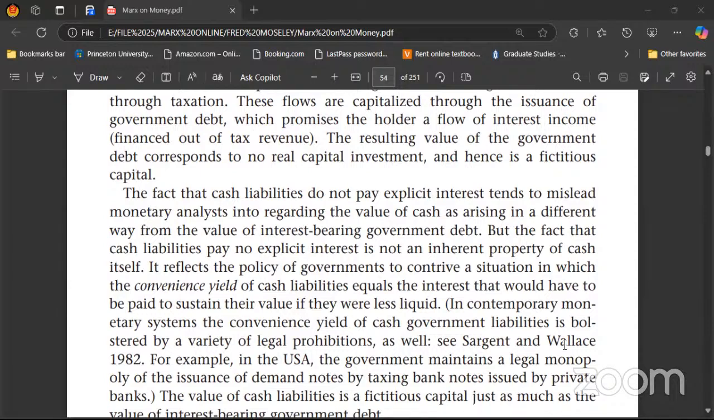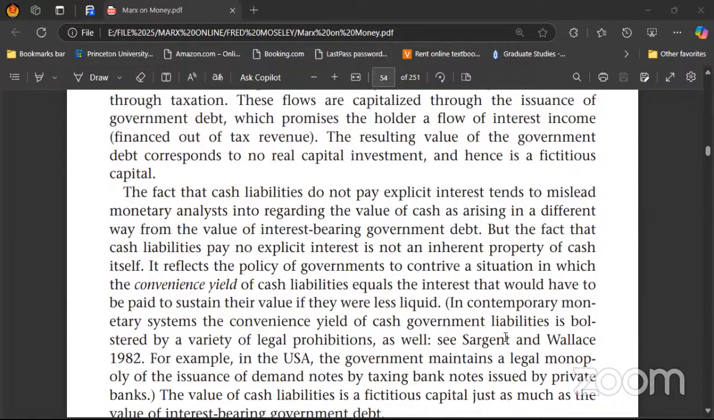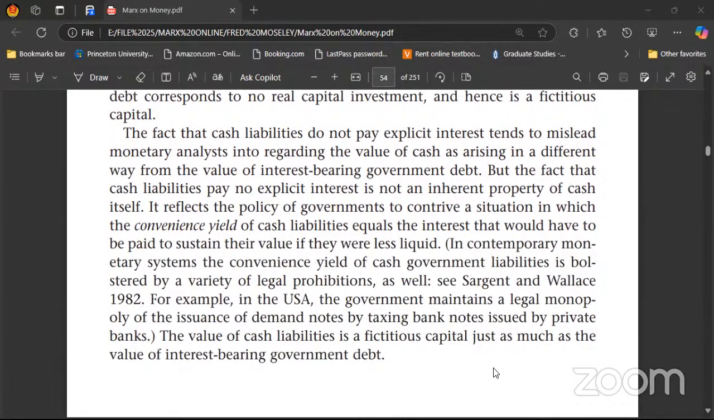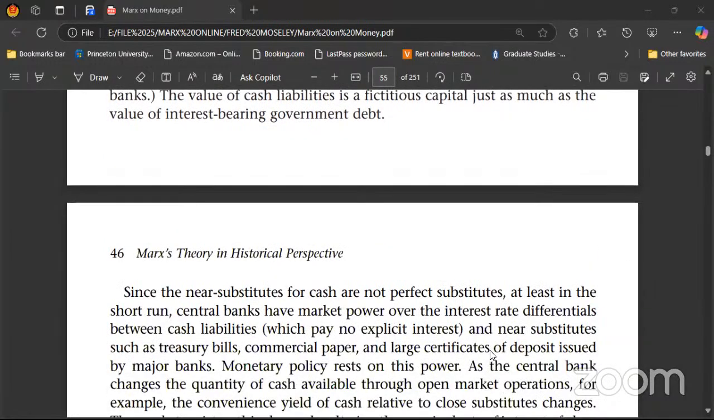In contemporary monetary systems, the convenience yield of cash government liabilities is bolstered by a variety of legal prohibitions as well. For example, in the USA, the government maintains a legal monopoly of the issue of demand notes by taxing banknotes issued by private banks. The value of cash liabilities is a fictitious capital, just as much as the value of interest-bearing government debt. Hence, why we have modern monetary theory is to sort of work out why that is problematic.